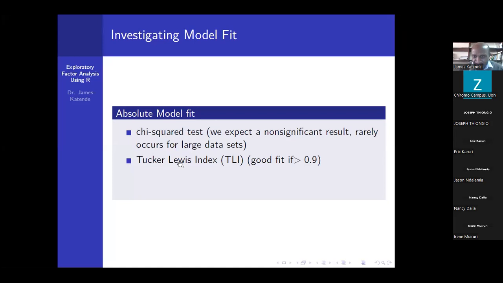The Tucker-Lewis index is usually considered a good fit if its value is more than 0.9. It goes up to a maximum of 1.